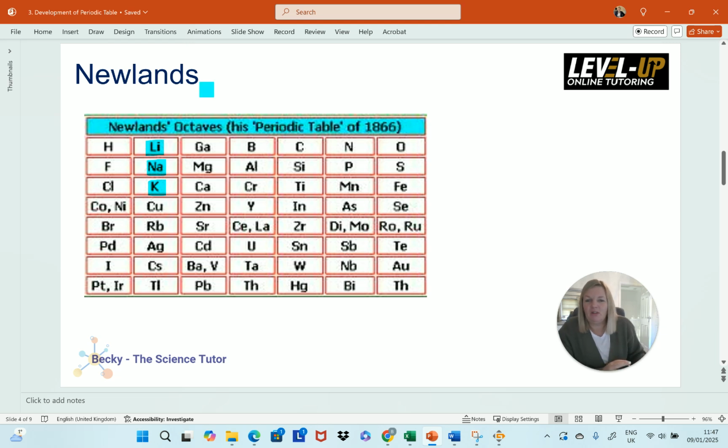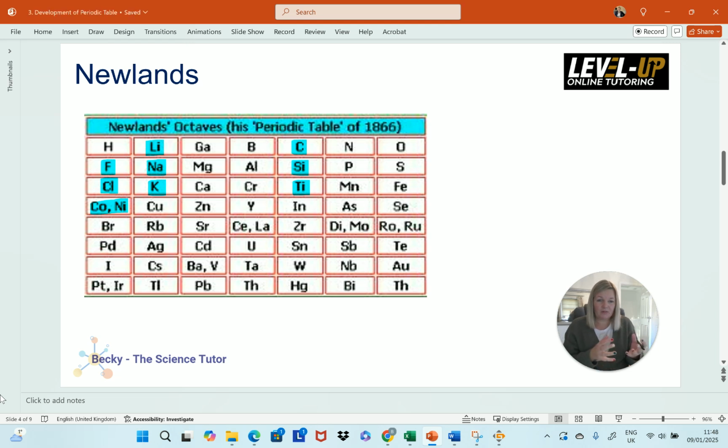Because if we have a look then, here we've got carbon, silicon, tin. Tin's a metal, carbon and silicon are non-metals. That doesn't sort of really fit the pattern, does it? Over here, yeah, we've got chlorine and fluorine together. But then we've got cobalt and nickel.